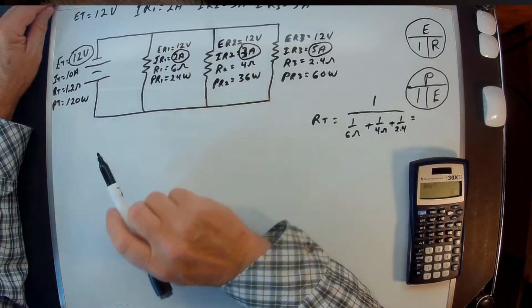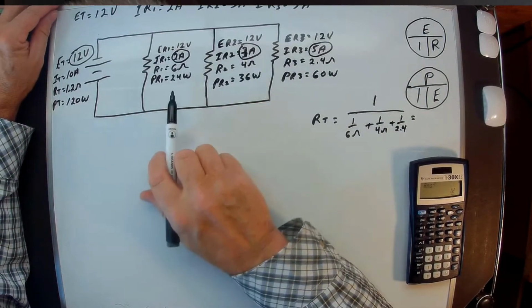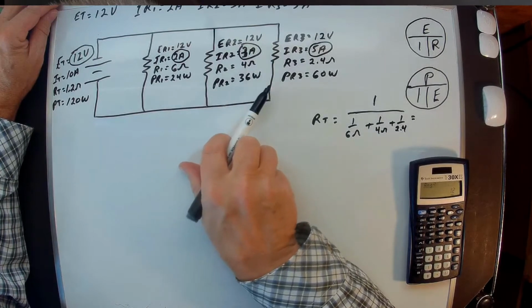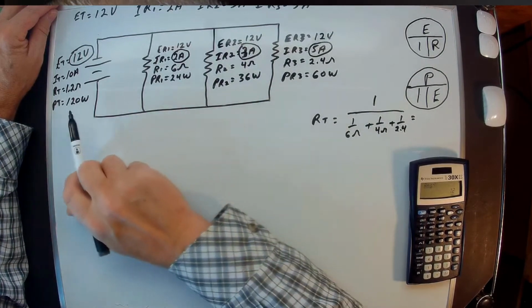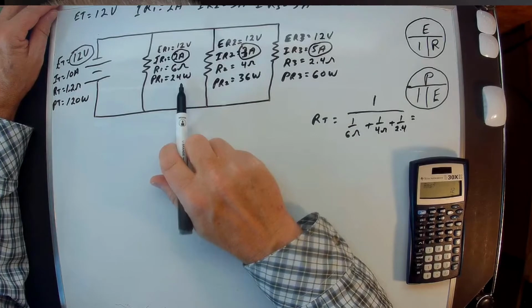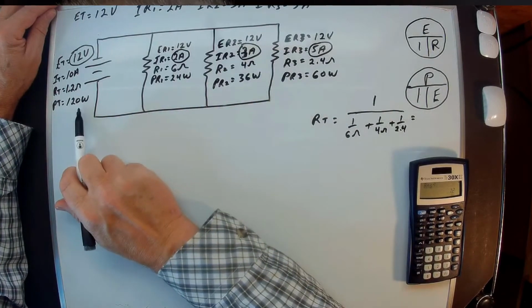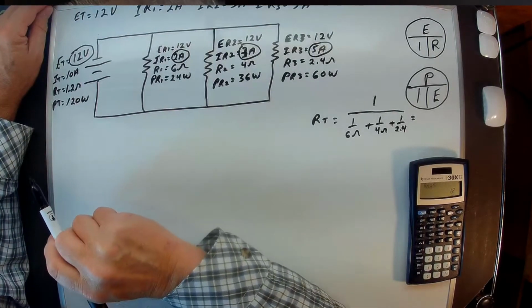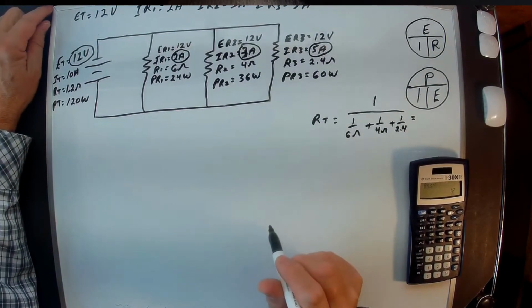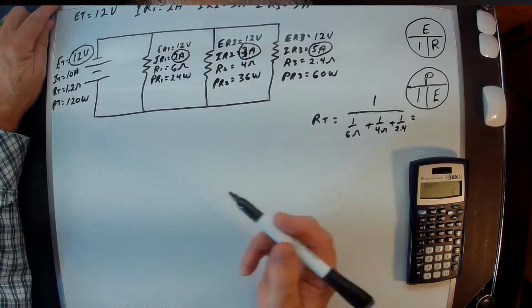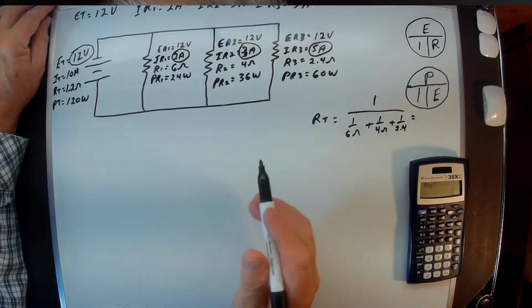So that's our resistance. Now the power, I talked about power before. All the powers in each branch add up, and that should be the total power. So 24 and 36 is 60, plus 60 is 120. So that problem all works out. That all works out correctly. So let's do one more.